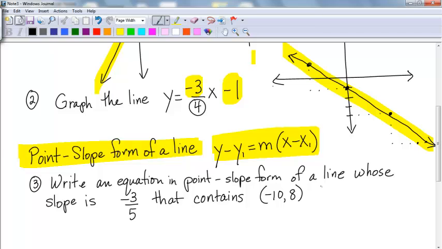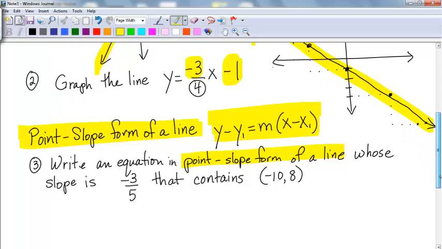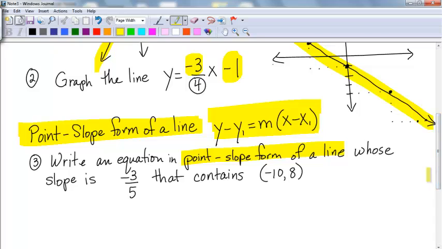Write an equation in point-slope form of a line. So they want it in point-slope form, so they want it in this form. And I always say if they ask you for an equation of a line, you can always start out with that form. You need two things if they want an equation of a line. You need a point and you need a slope. And they've given us both. They've actually told us the slope, so they've given us m.